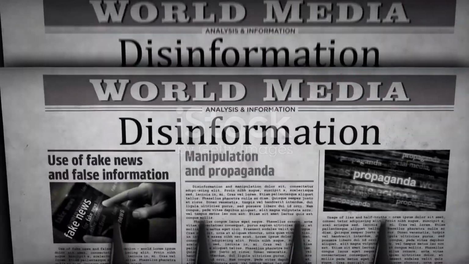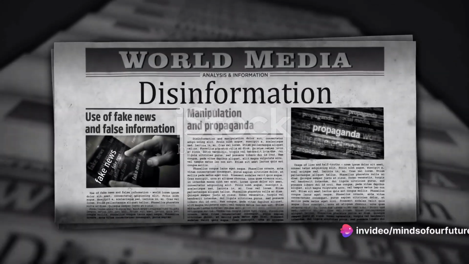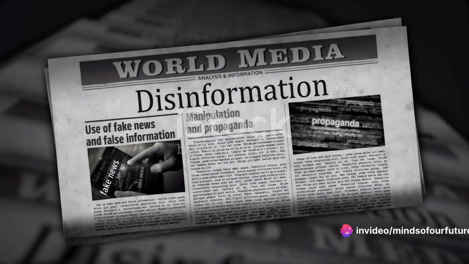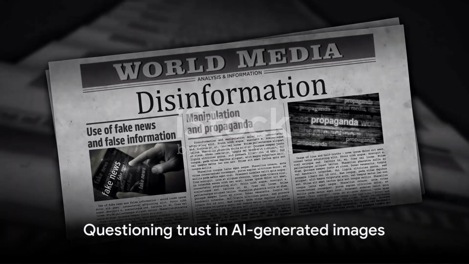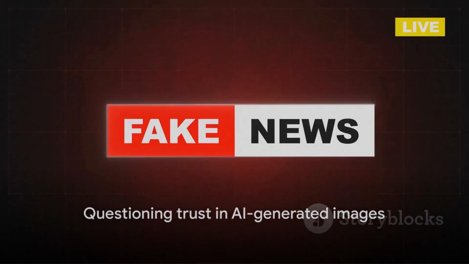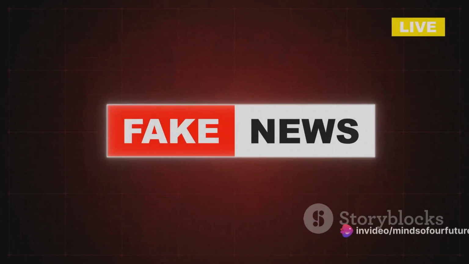The potential harm from this trend is significant. False images can distort our understanding of the world, influence our decisions, and even destabilize societies by spreading misinformation. The stakes are high in this era of visual communication. So, how can we trust what we see online when AI is becoming so good at creating fake images?